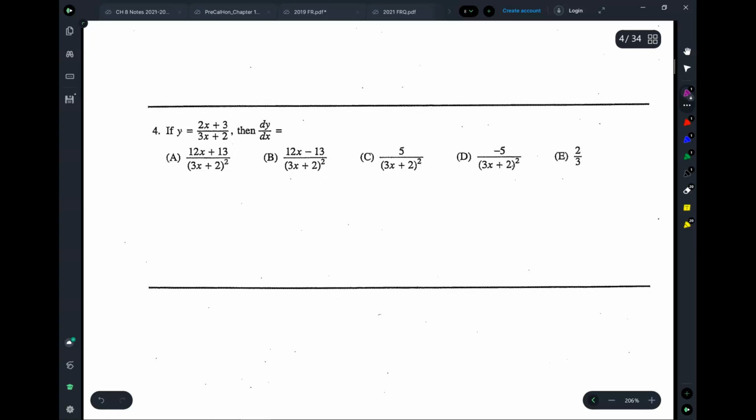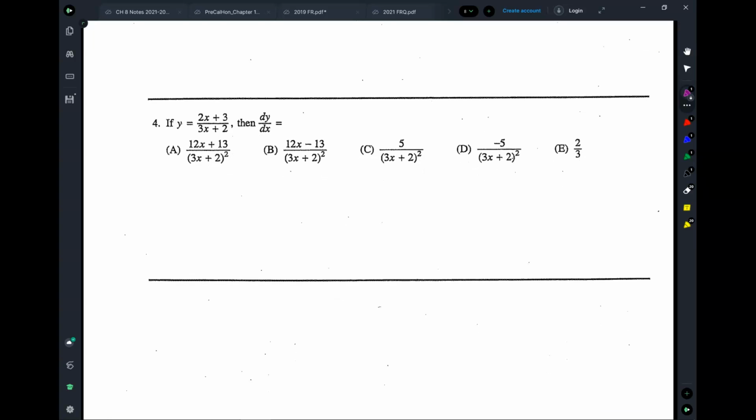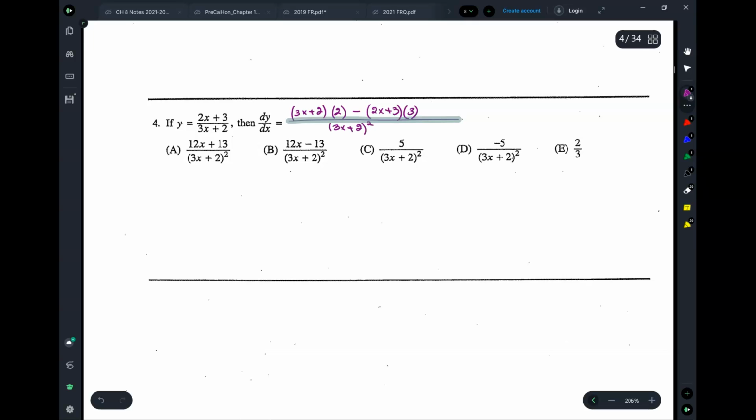Oh, look. Good old quotient rule. All right. So low d high times 2. Take high d low. Cross the line. Square the low. And then this one, it's basically just algebra after this. You do the algebra and you get that it's D because the x's go away.